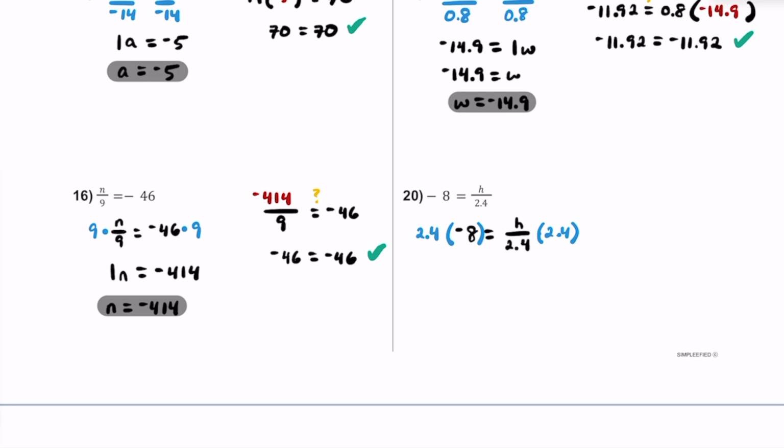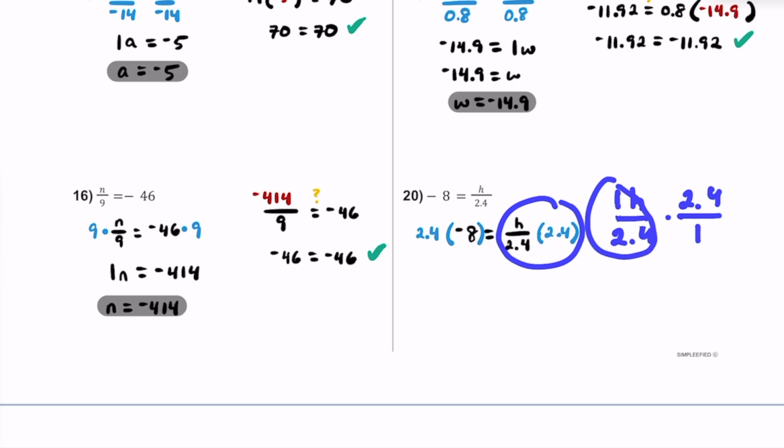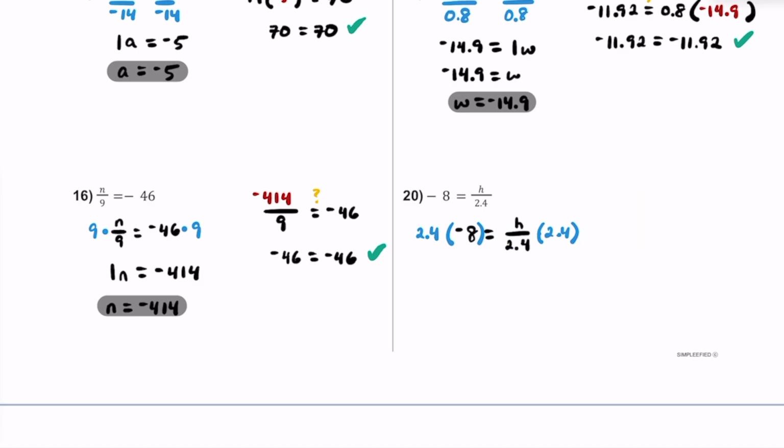Okay, so again, if you take h and you divide it by 2.4, but then you multiply it by 2.4, that's going to look like this. H over 2.4 times 2.4 over 1. Again, this h has a 1 in front of it, so you can see these reciprocals. This is the multiplicative inverse property. You're just going to get 1 here, because 1 over 2.4 times 2.4 over 1 is 1. So on the right side of the equation, we know this is going to be 1h.